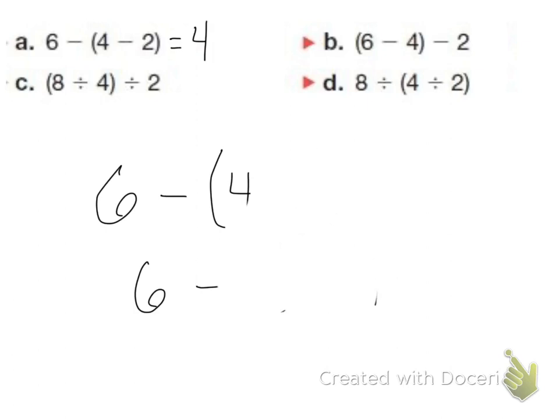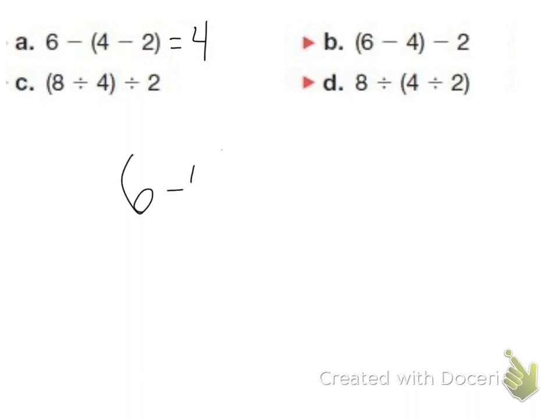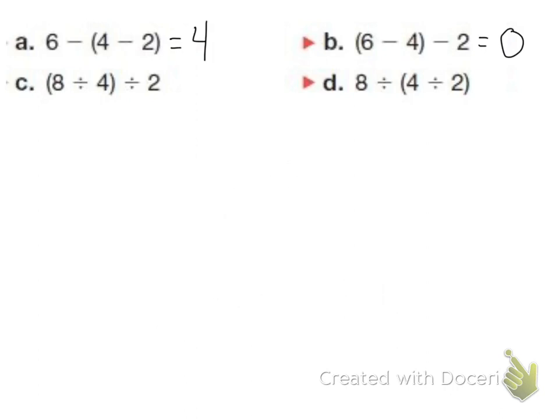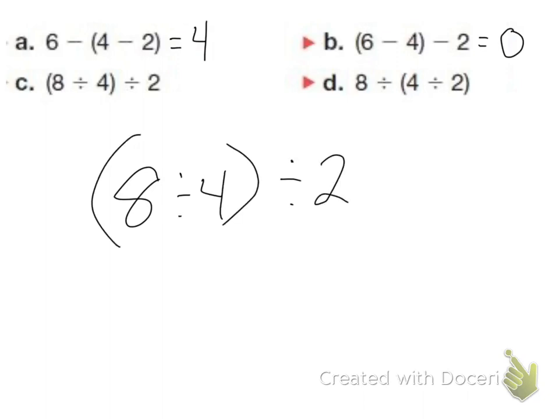Okay. The second one, we have 6 minus 4 in parentheses and then minus 2. So 6 minus 4 is 2, and 2 minus 2 equals 0. Same thing with division. So we have 8 divided by 4 in parentheses, and then divided by 2. I know 8 divided by 4 is 2, and 2 divided by 2 equals 1.